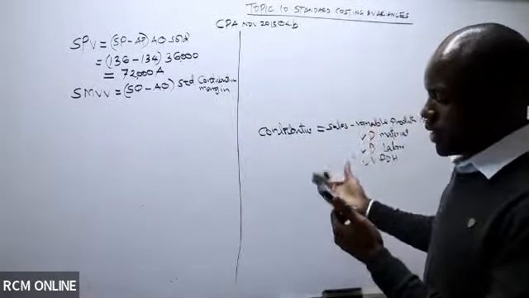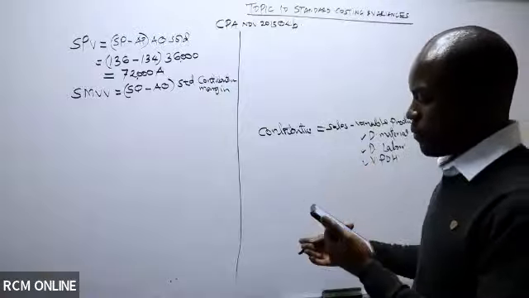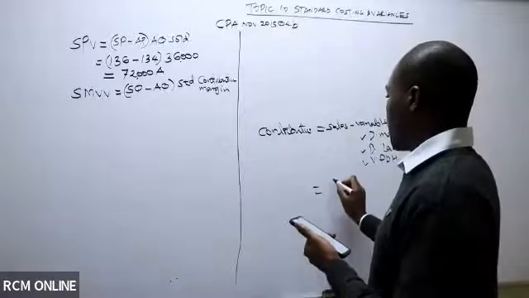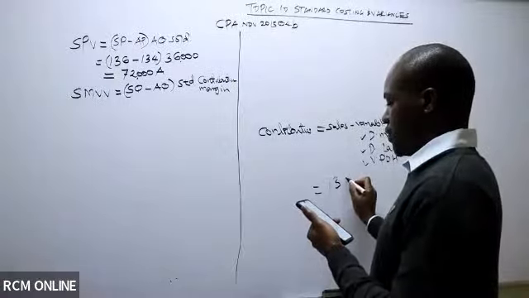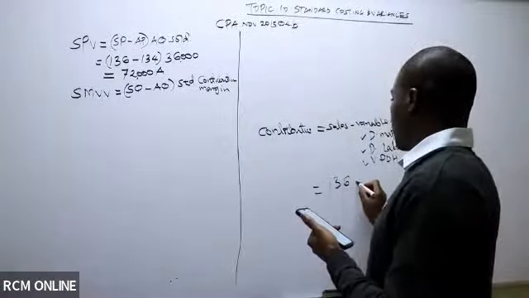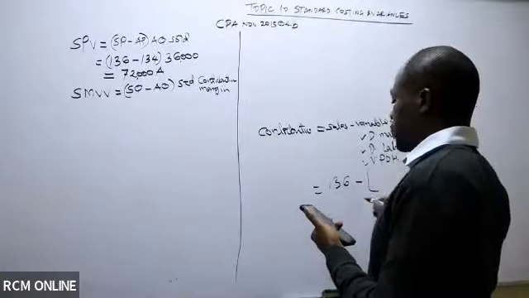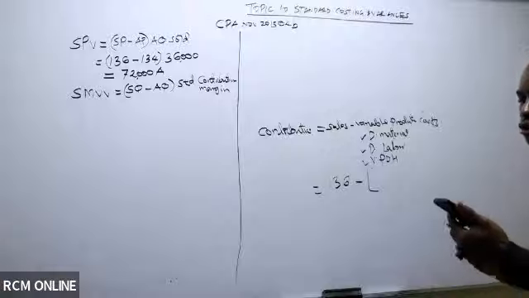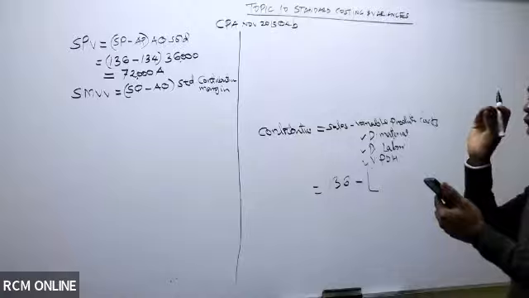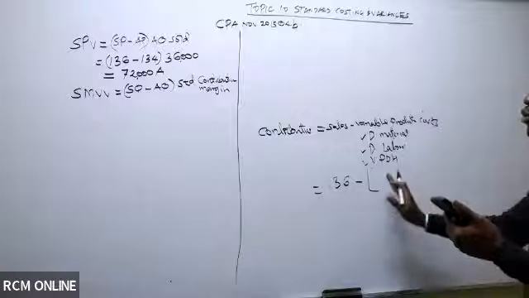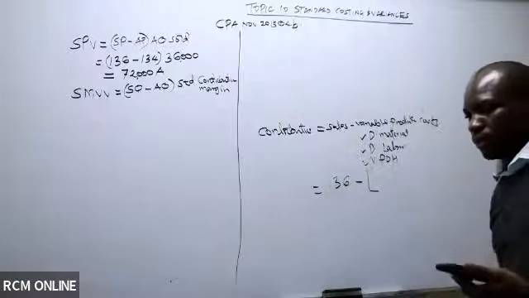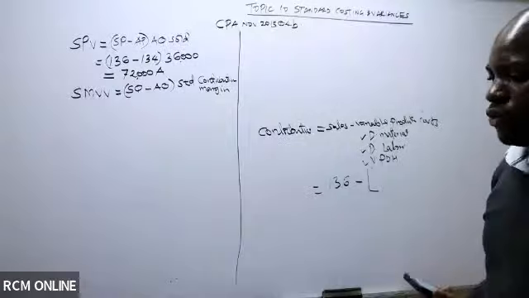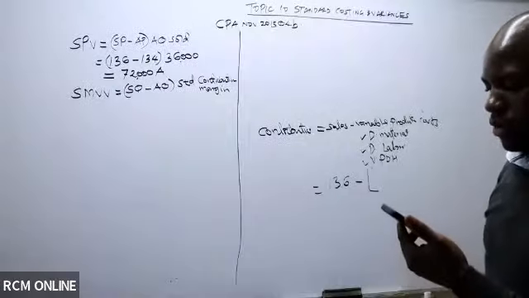What was the selling price per unit of Q? 136, right? 136 minus. So number one, we start with direct material. What was the cost of direct material required to produce 1 unit of Q? What was the cost?